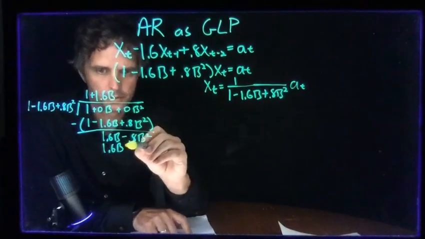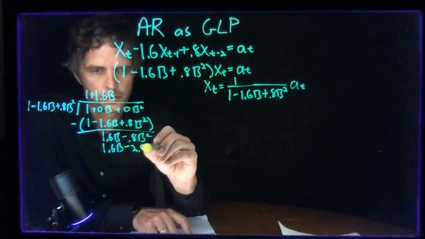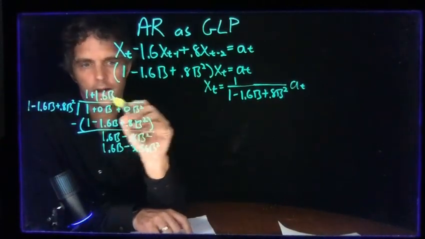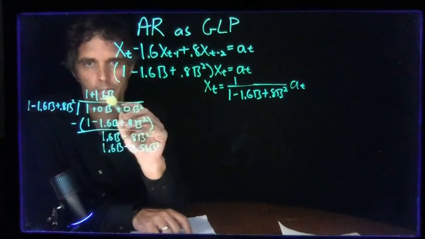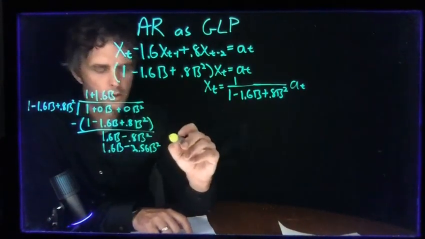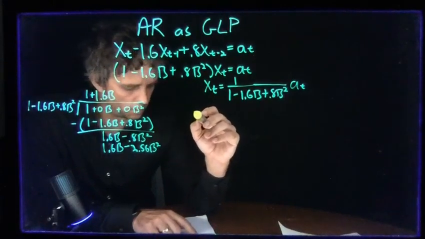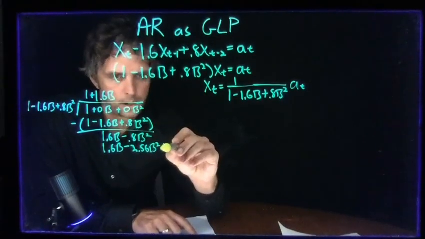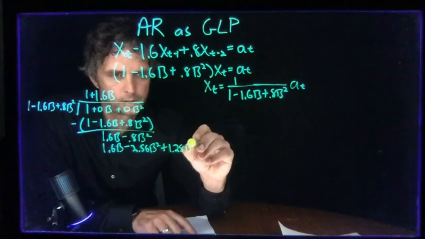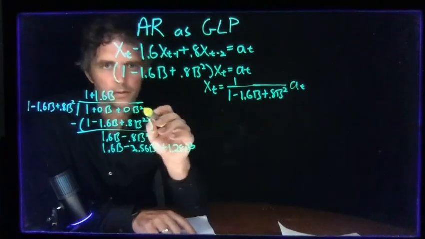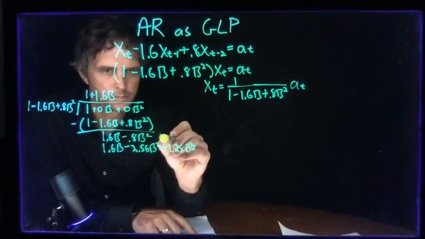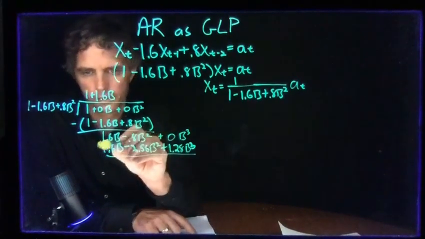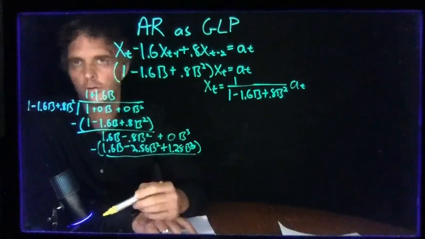And B times B is B squared, so negative 2.56B squared. Okay, and then I will have 1.6B times 0.8B squared, which is 1.28, and that will be positive 1.28B cubed. B times B squared is B cubed, and that's plus 0B cubed, and we do another subtraction across that whole expression.